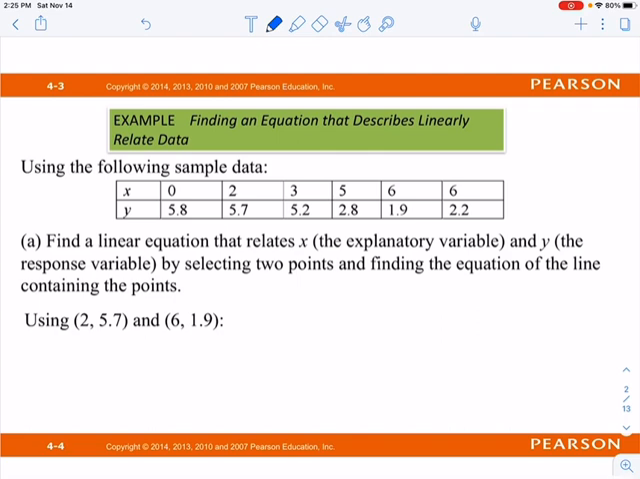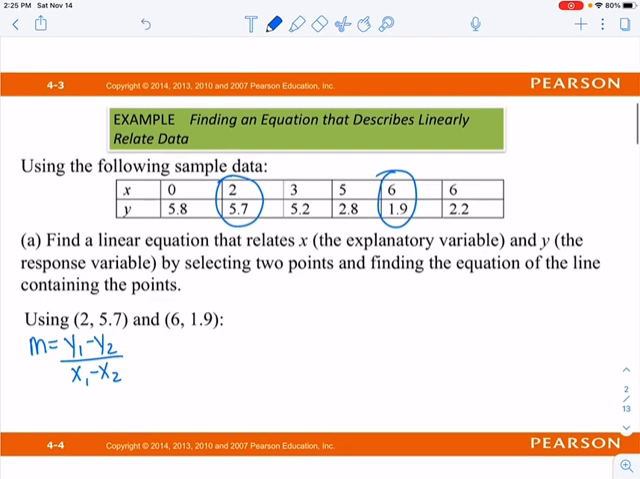So again, for this example, the 2 points that I'm going to fixate on are (2, 5.7) and then (6, 1.9). So again, hopefully from algebra, you remember that anytime that you're writing the equation of the line, the first thing that you always need to find is the slope of the line. And again, we'll have to remember the slope formula, which is y1 minus y2 over x1 minus x2. And again, how am I getting x1, y1? From your ordered pairs. So we'll have x1, y1, x2, y2.